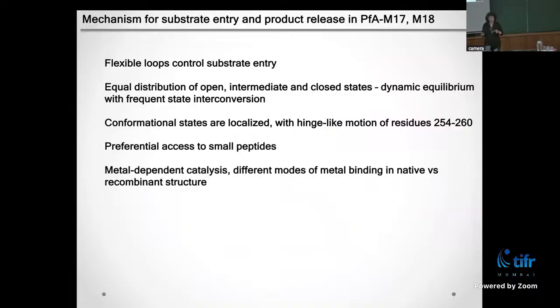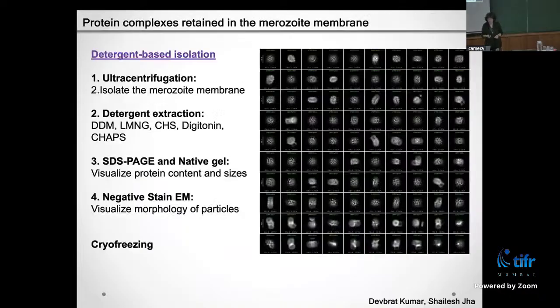But these are all secreted proteins. So the next question we had was, well, what about the proteins that are retained in the merozoite membrane? Can we do anything about it? Now, if you know about membrane proteins, solving structures of membrane proteins is very, very challenging. When you purify them in homogeneous form, extracted in detergent, even under those circumstances, it is very challenging. We don't know if this is going to give us anything.